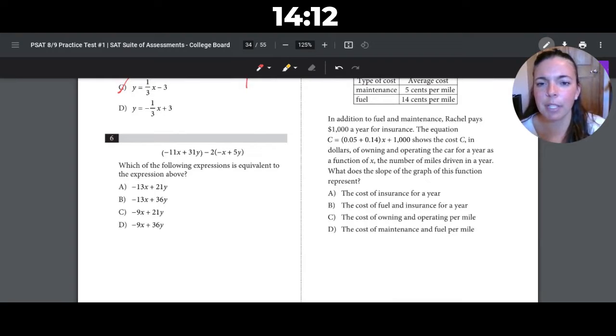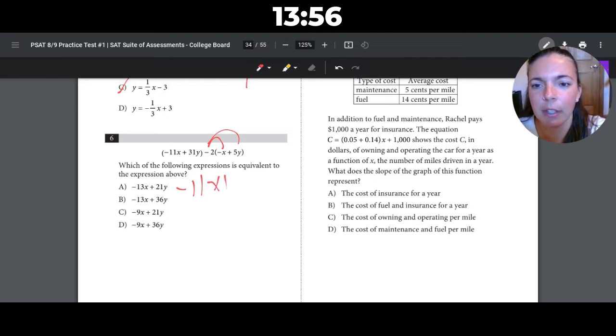Okay, number 6. Which of the following expressions is equivalent to the expression above? So I have negative 11x plus 31y minus 2 times negative x plus 5y. So I have to combine like terms, but the first thing I want to do is distribute if I can. So it looks like I can distribute this negative 2. So negative 11x plus 31y. Negative 2 times negative x would be plus 2x. Negative 2 times 5y would be negative 10y.